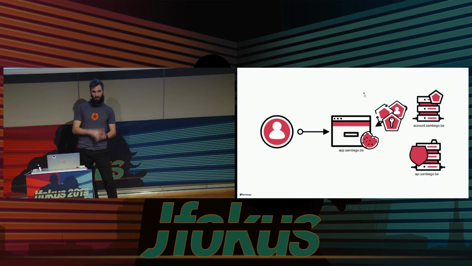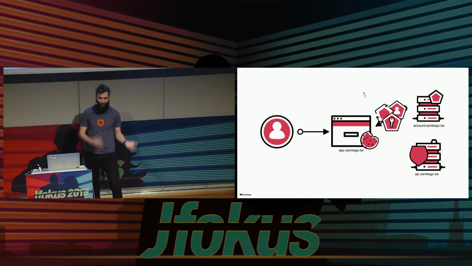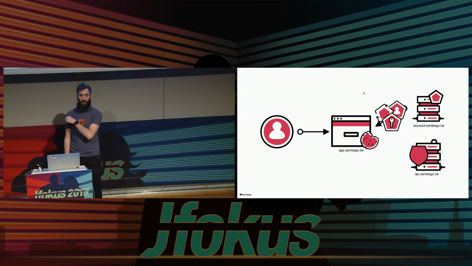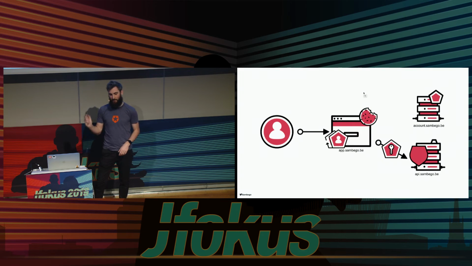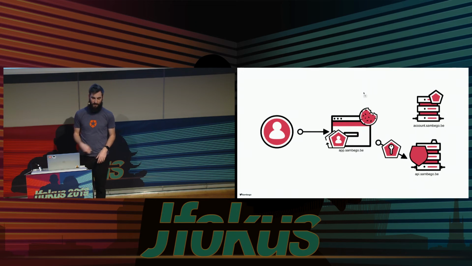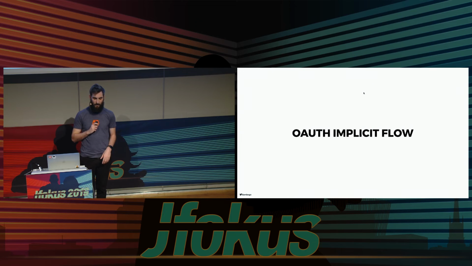You do this as soon as it bootstraps, and then after, hopefully, a very short time, you get all your tokens, and you can start using them to do some API requests. And then you use your access token, for example, to access some API. This was the OAuth implicit flow.